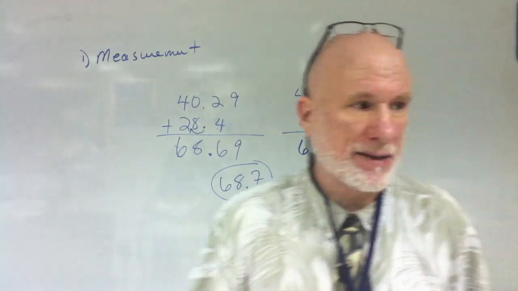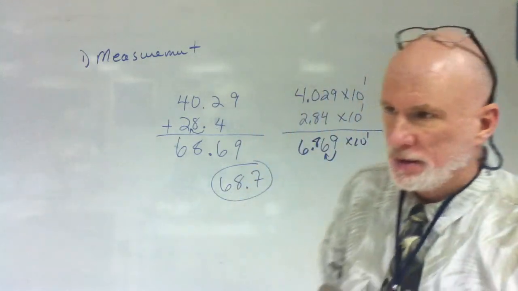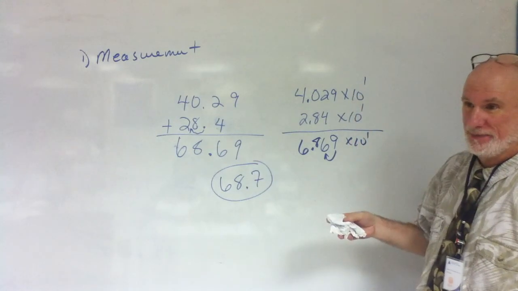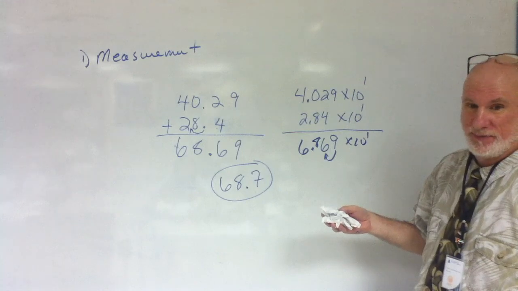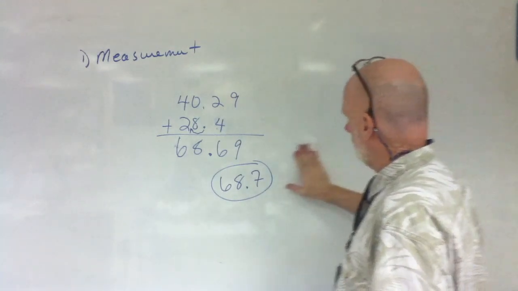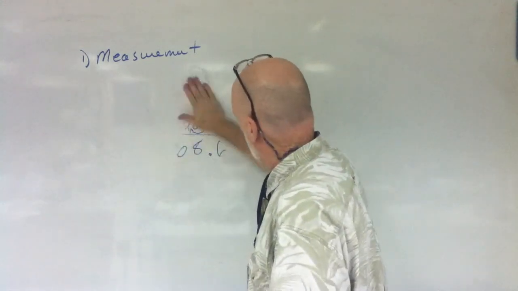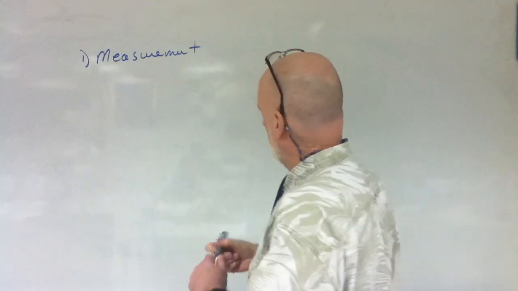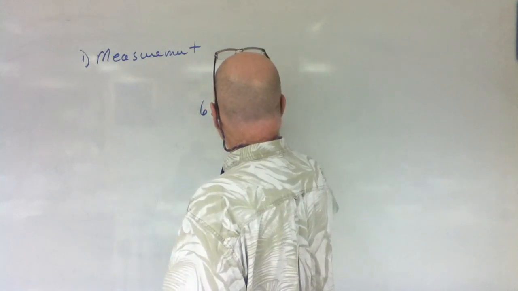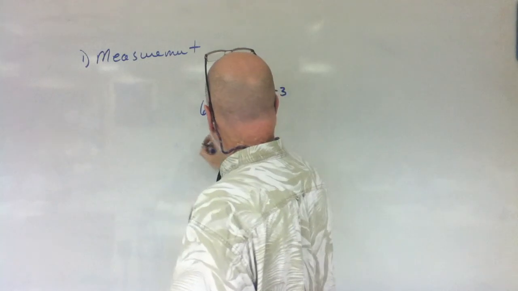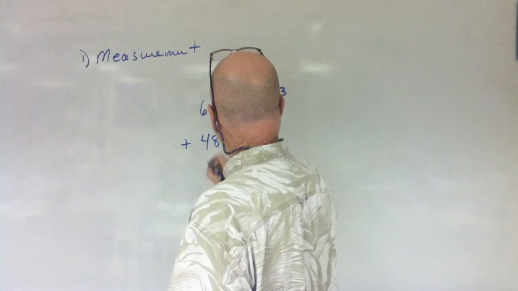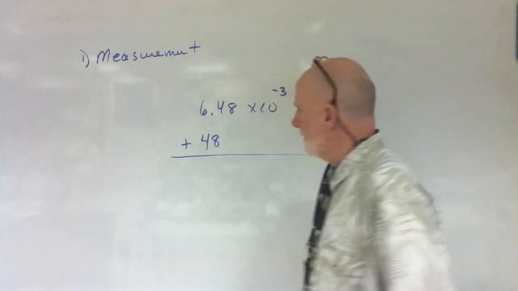When you add or subtract scientific notation, the base 10 exponent has to be the same. Otherwise, you can't add them. Can't do it. For instance, let me give you another problem. All right, add this. 6.48 times 10 to the negative 3 plus 48. Add that. What's the answer?